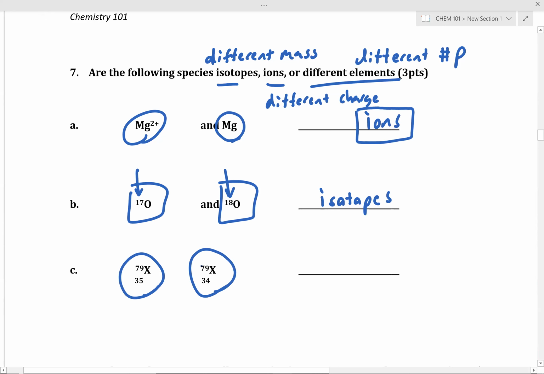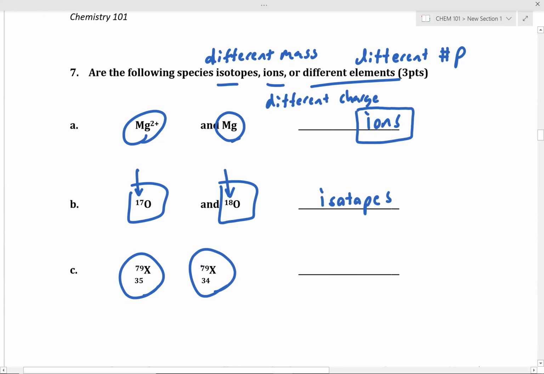This one's fun. This is a percent abundance problem. An element has two naturally occurring isotopes. Isotope 1 has a mass of 6.01512 AMU and a relative abundance of 7.59%. Isotope number 2 has a mass of about 7 AMU. And I'm asking first and foremost for the percent abundance of the second isotope.